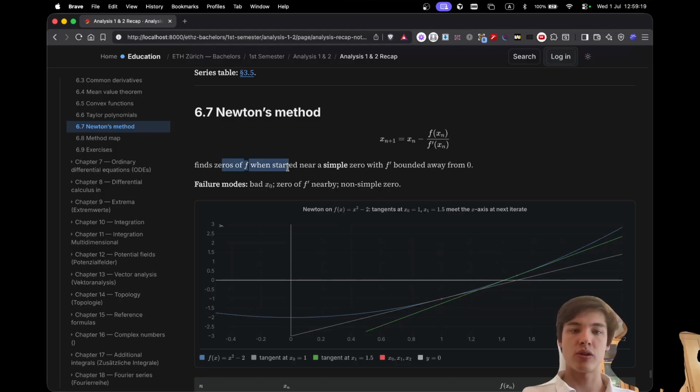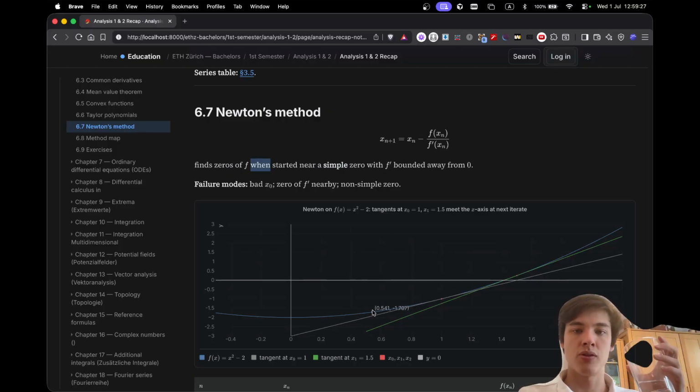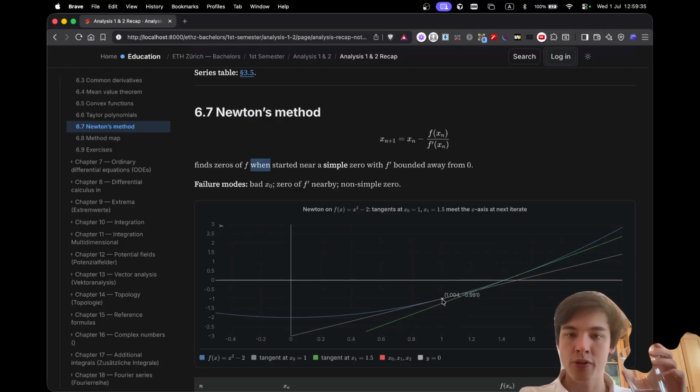Newton's method: if we want to find zeros of a function, we can start somewhere near a simple zero. Let's actually go through this. We start with 1, take this point, and subtract the function value divided by the derivative at that point. This tangent line crosses the zero line here.